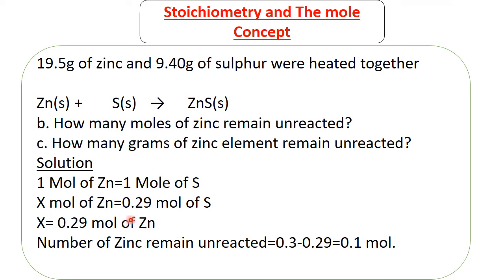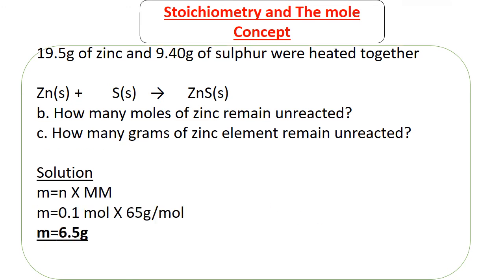We had calculated that the number of moles of zinc present in 19.5 grams of zinc is 0.3. So if 0.29 moles are going to react and the reaction is going to stop, the amount of zinc that's going to remain unreacted is 0.3 minus 0.29, which gives us 0.1 mole of zinc remaining.